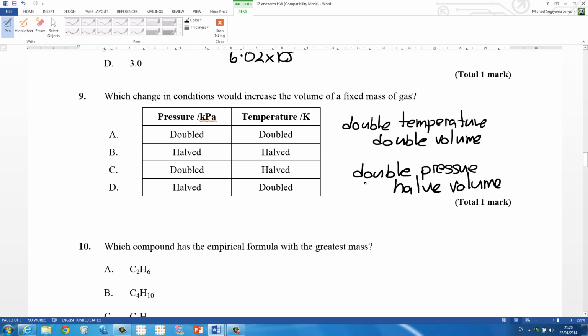Okay, so if you change these conditions like it is in A, you double the pressure, well, the volume would halve, and then you double the temperature, the volume would double. You'd be back to where you started. Okay, and you can try for B, C, and when you get to D, if you halve the pressure, you double the volume, and then you double the temperature, you double the volume again. That would increase the volume. A, B, and C would either make no change or actually decrease the volume. So the correct answer there is D.